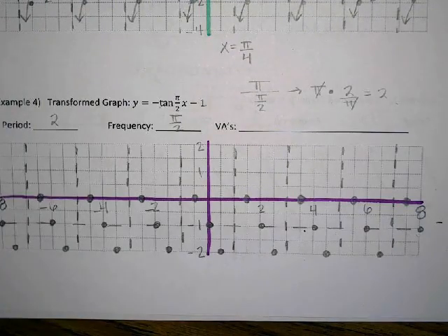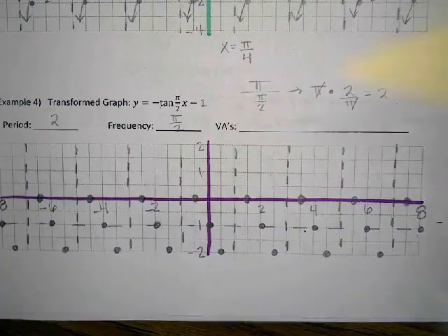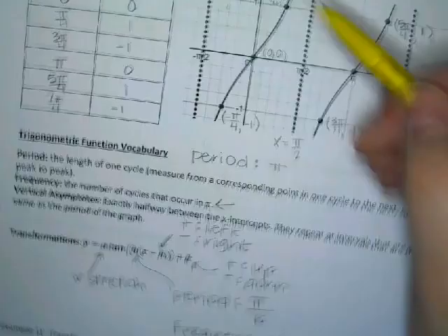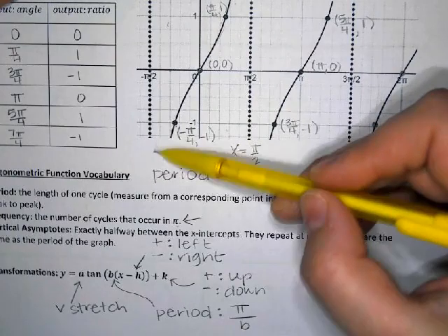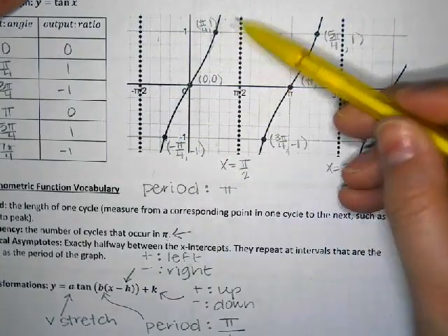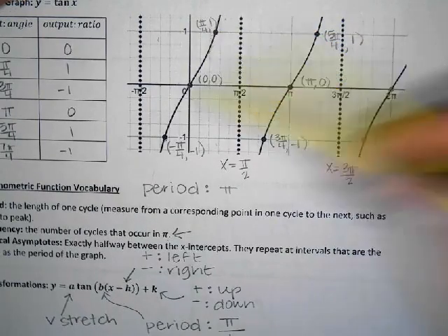And then what tangent graphs do, if you look at the beginning of the notes, so if we had spread it out a little bit more, what they do is they follow the asymptote on one side, they go through the points, and then they follow the asymptote on the other side. So that's what we're going to do. We're going to follow the asymptote, go through the points, follow the asymptote. Okay. So I can start.